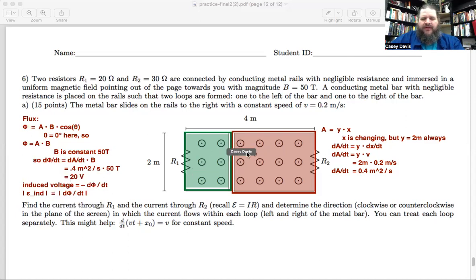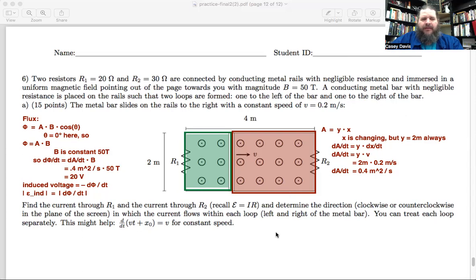Each one of these loops is going to experience an extra voltage of 20 volts, exactly as if there were some sort of invisible 20-volt battery. It's not coming from an invisible battery, of course. It's coming from the fact that the magnetic flux is changing. But that changing flux acts like an extra plus 20 volts from a battery, which means current's going to flow.